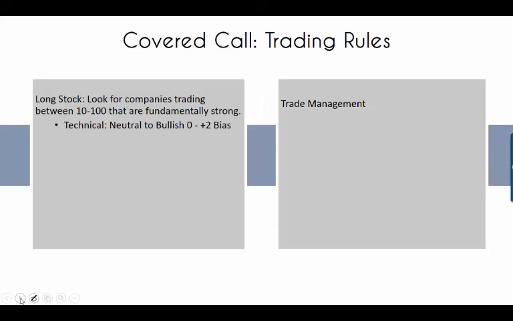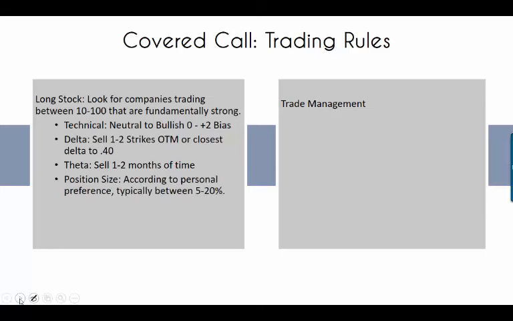And in Ronald's class, he had learned the covered call, and now he's asking some questions about position sizing and risk. Covered call, we're looking for a neutral to bullish company, out of the money strike at 40 delta, and usually 1 or 2 months at a time is a good starter rule. This was the exact rule that Ronald's talking about. The position size will say, according to personal preference, typically between 5 and 20%. So Ron, let me help you understand that.